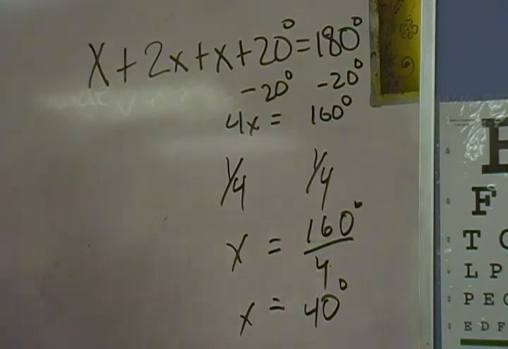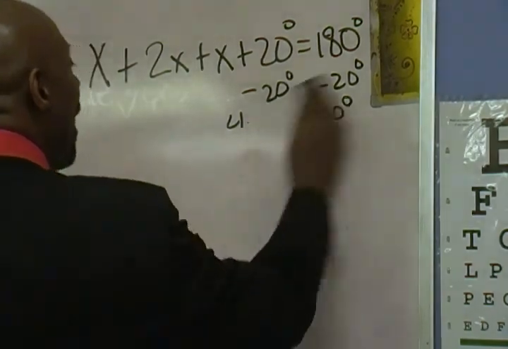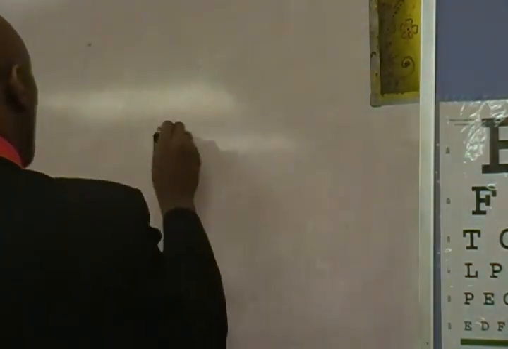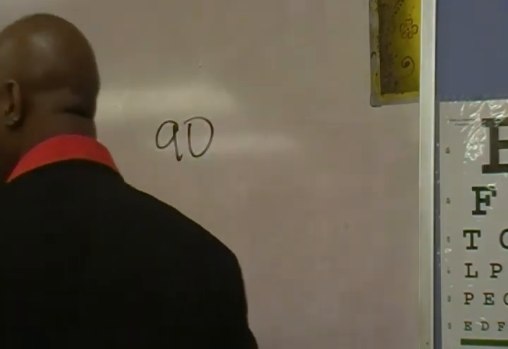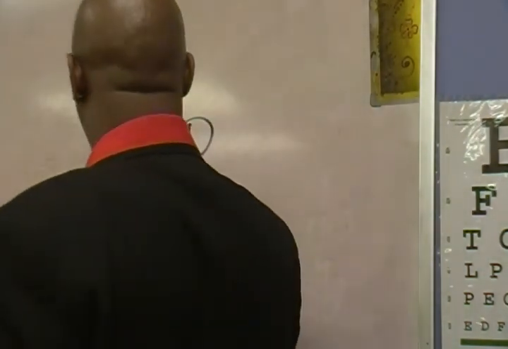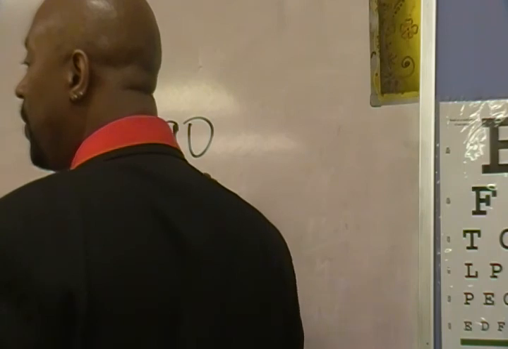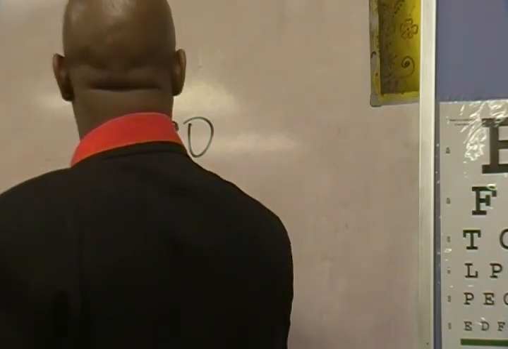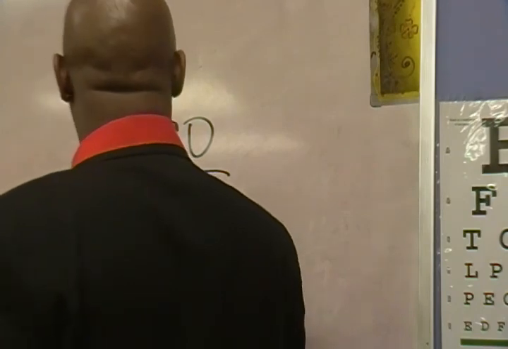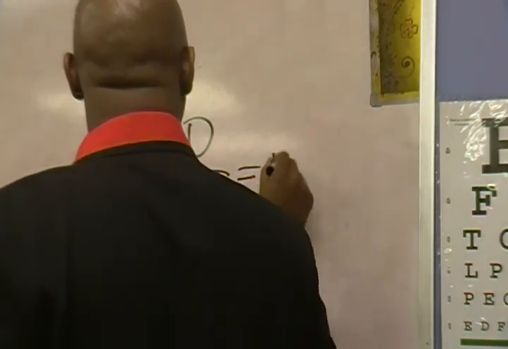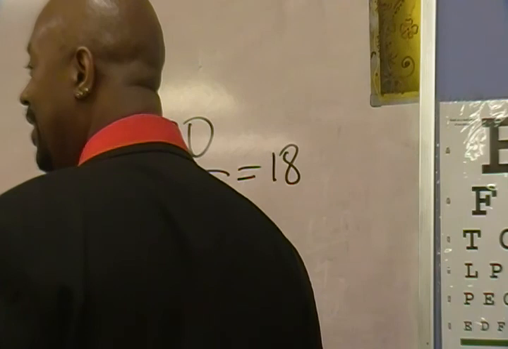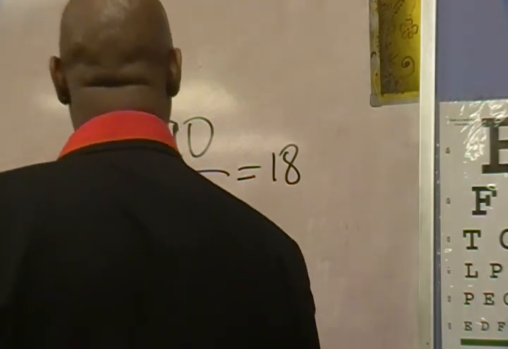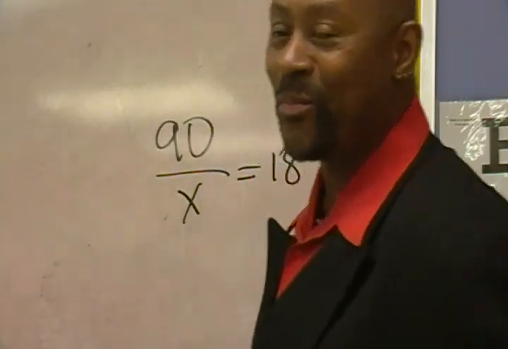Let me see. Okay, I'm erasing this. Tell me exactly what you have. You said you have 90, right? Divided, what do you mean? If you said 90 divided by x equals 18, is that what you're saying? Okay, so what do you do now?